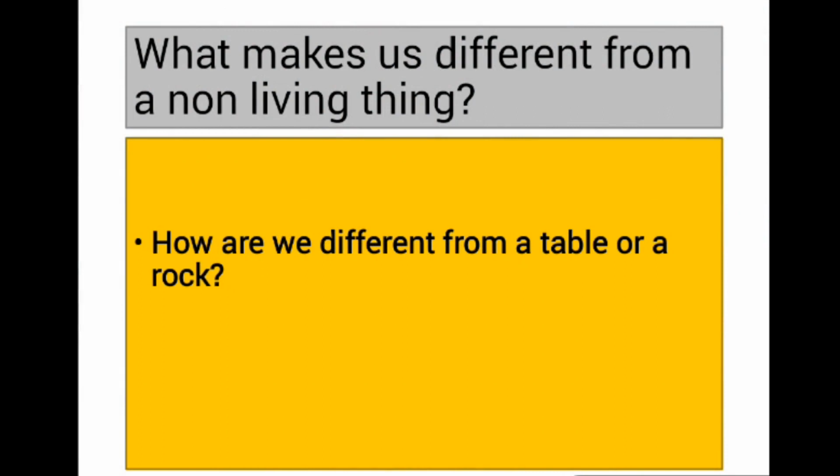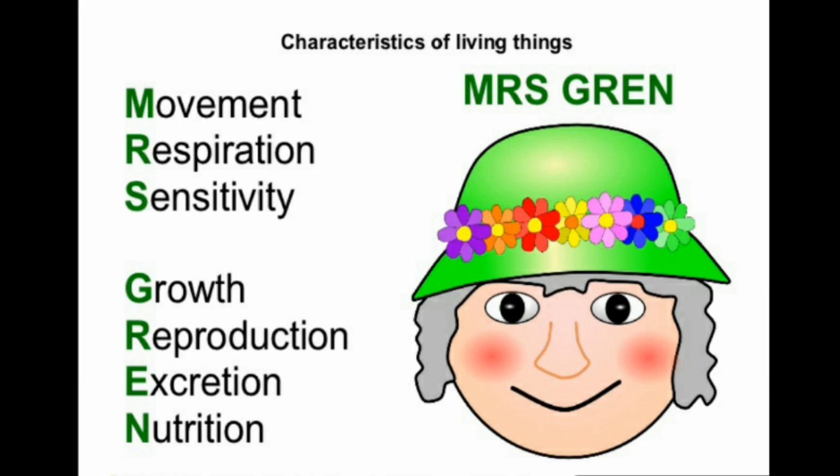Let us start our lesson by asking a question. What makes us different from a table or a rock? How are we different from them? Yes, we are living, they are non-living. What makes us different from them is the basic characteristics that we living things have.